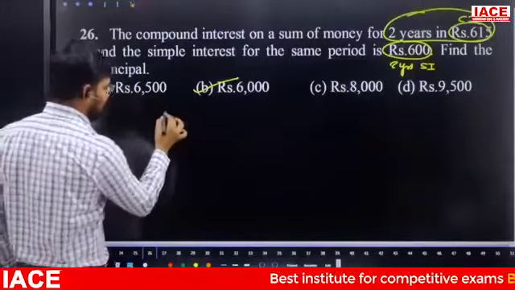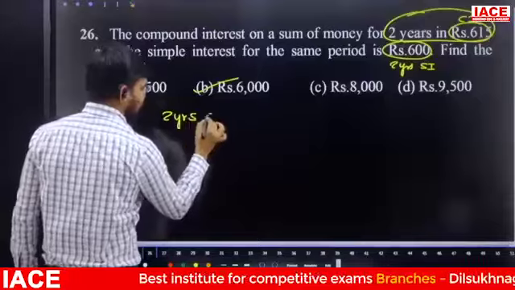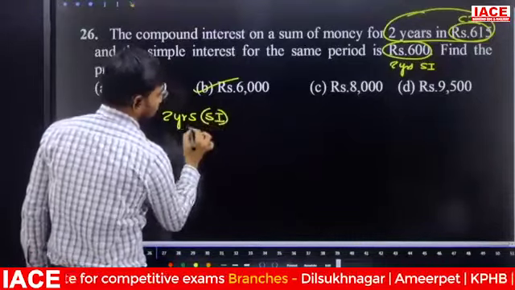So once again I will explain. 2 years SI is 600. Sorry, 2 years SI is what? 600.